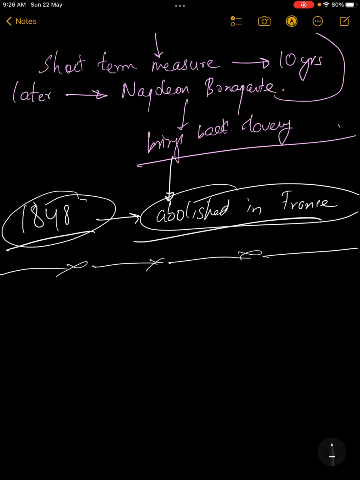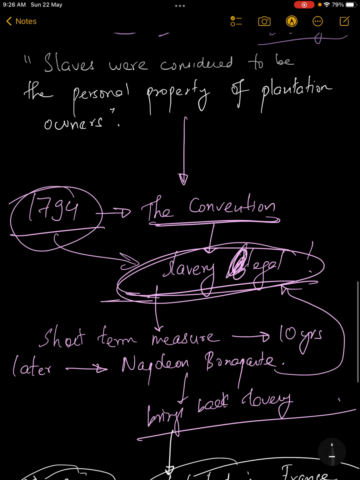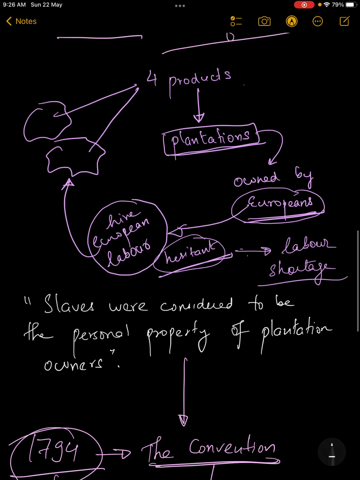So this was the general understanding of slavery, its context, particularly pertaining to France: how it worked, who were the major players involved, and so on and so forth. I hope this made sense.